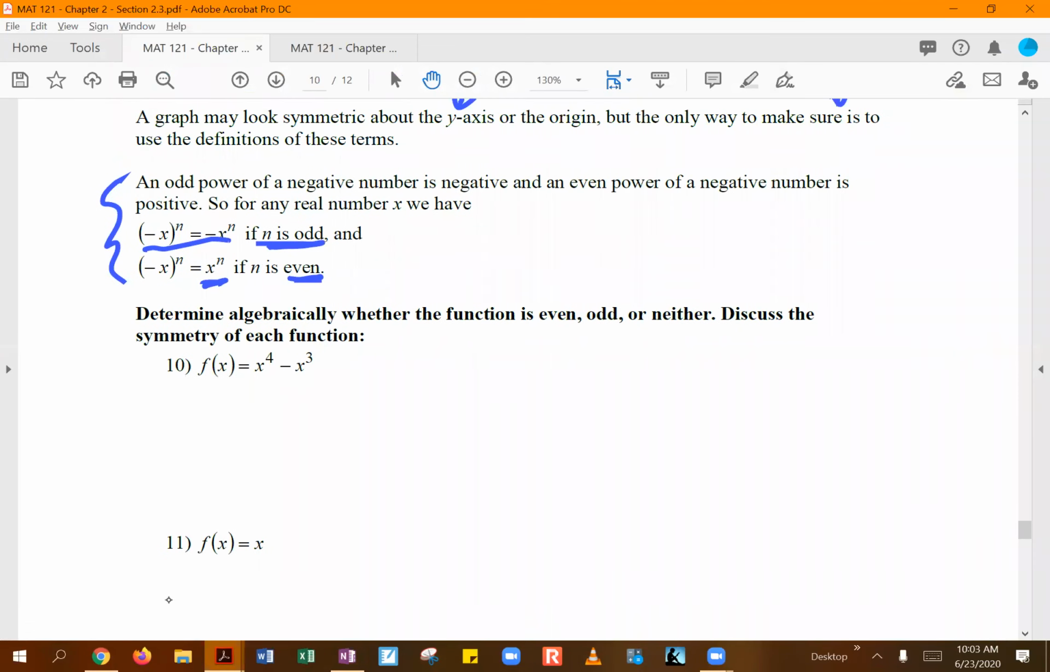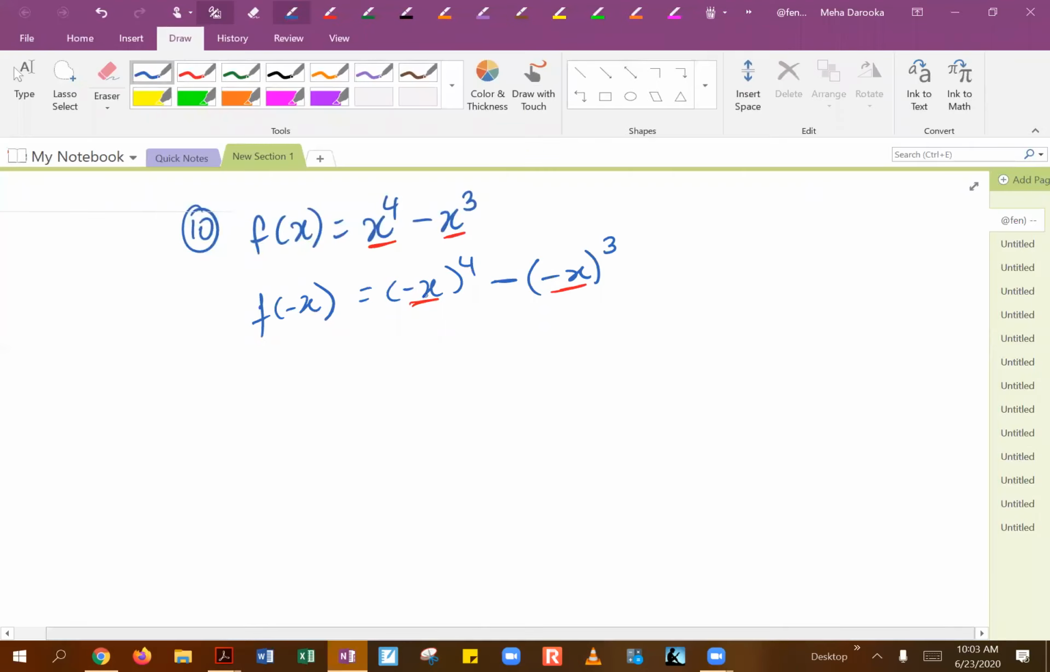If n is an even number, you end up with a positive result. If n is an odd number, you end up with a negative result. So here you can see I have negative x raised to the fourth power. 4 is an even number, so this will end up becoming positive x to the fourth, keeping my minus sign in the middle. Then you've got negative x to the third power, and as you just saw, that third power is an odd number, so we will actually have a negative x still left behind.